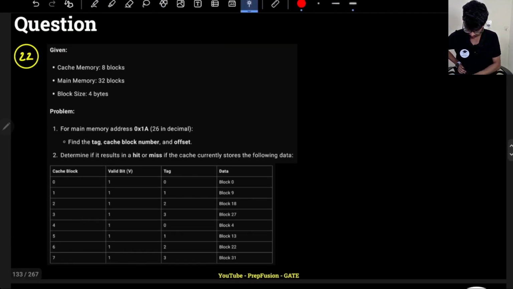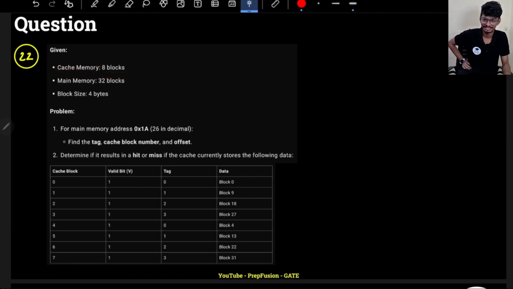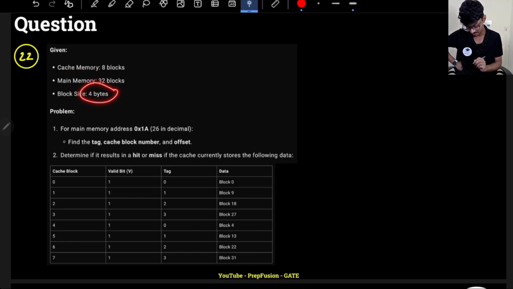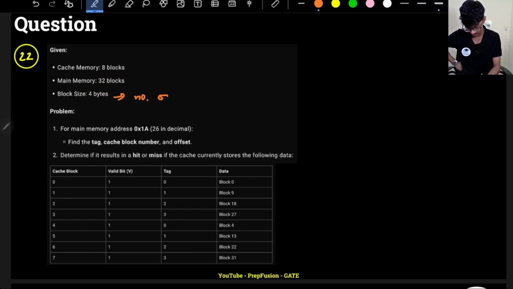Okay, so cache memory blocks is 8. So let's go to the next question. We have a lot of questions in the pipeline, so we have to solve all of them. Here I have a question where the cache memory has 8 blocks, main memory has 32 blocks, and block size is 4 bytes. So the number of bits for the block offset will be 2, basically log of 4 base 2 equals 2, and main memory will be of 32 blocks.